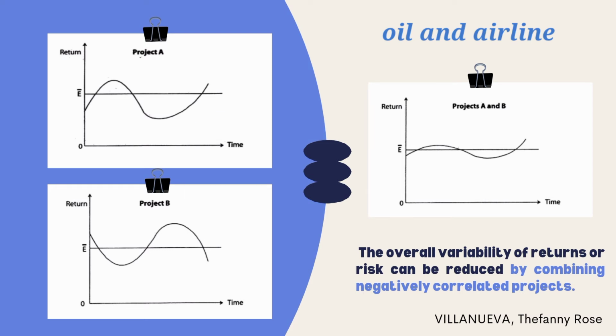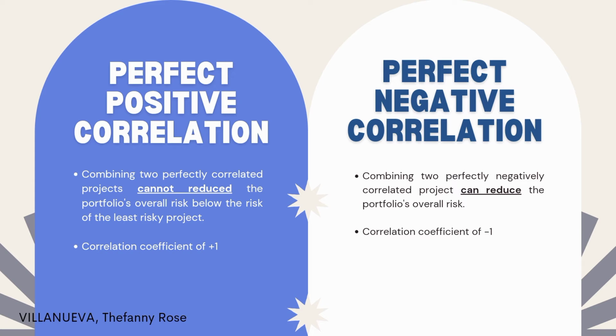Pairing these negatively correlated projects diversifies a portfolio and smooths out ups and downs, or volatility, in the portfolio returns. Next, combining two perfectly correlated projects cannot reduce the portfolio's overall risk. Perfectly correlated projects move in the same direction. Let's say if the stock price of project A goes up, the stock price of project B will also rise. So this scenario is good. But what if both stocks decrease? This will be a high risk, for instance, a loss from investment. So it cannot reduce the portfolio's overall risk.